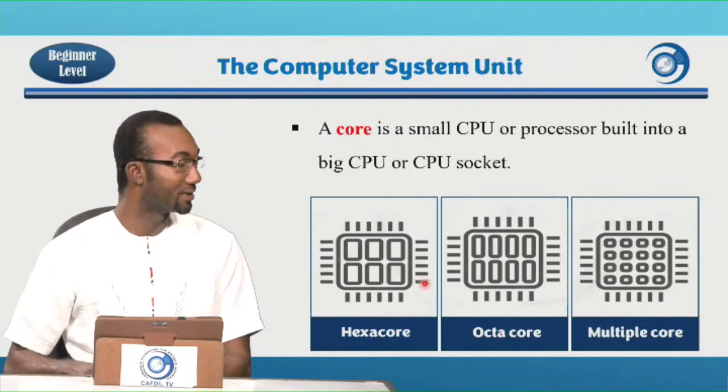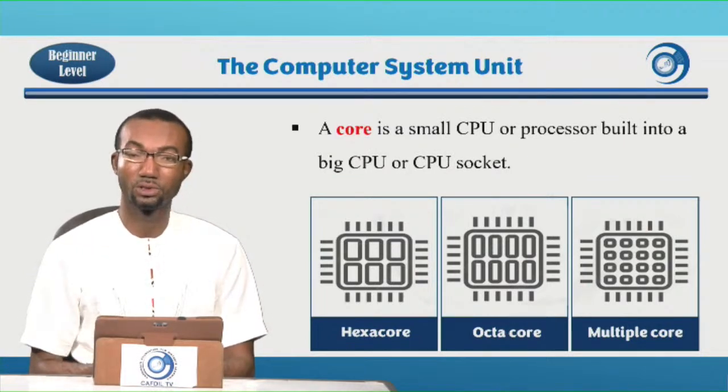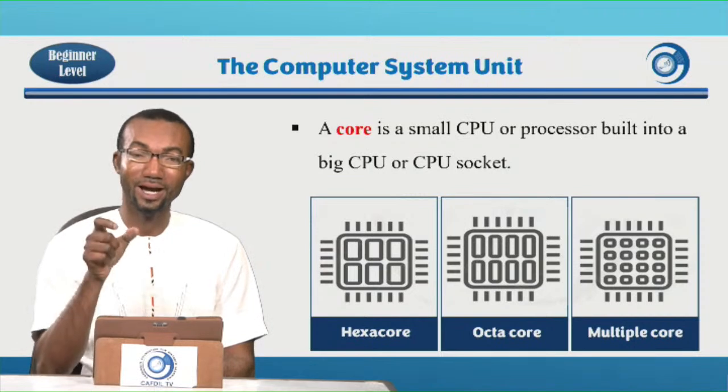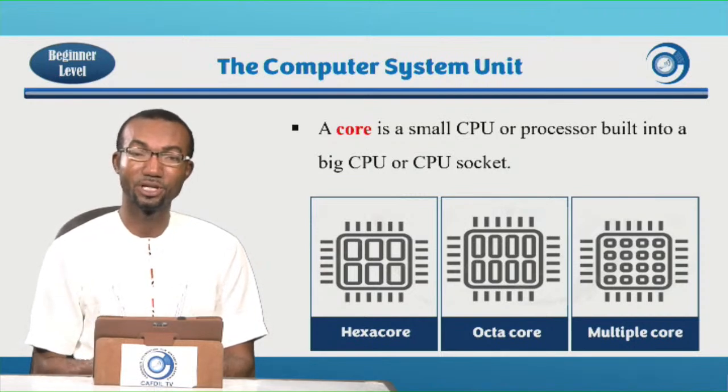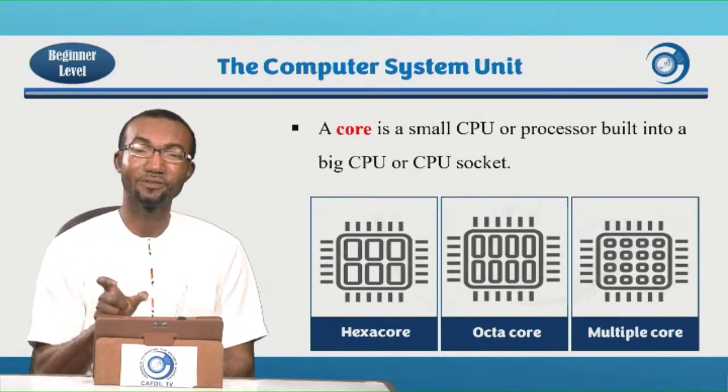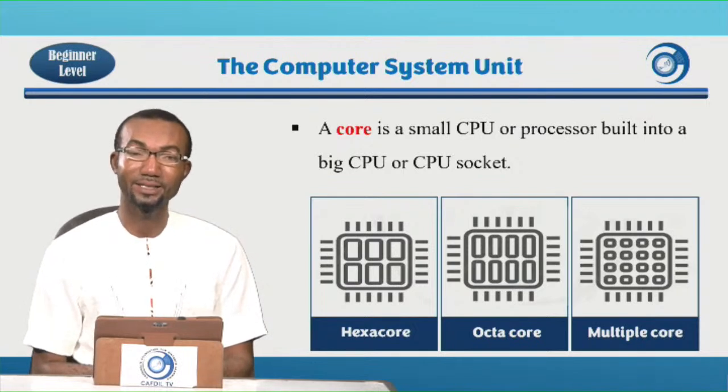And more than 8, we call it multiple core. So these are the kinds of CPUs that we have. So you can have i3, but the i3 may be hexacore. You can have the same i3, but the i3 may be octa-core or quad-core.